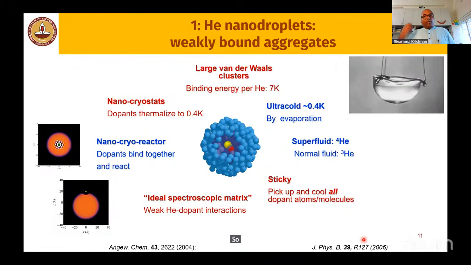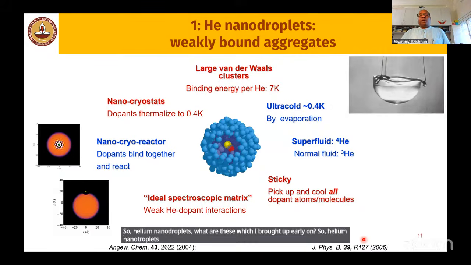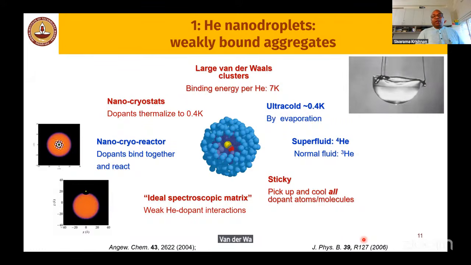So, helium nanodroplets, what are these which I brought up early on? So, helium nanodroplets are weakly van der Waals bound aggregates of helium atoms. So these essentially are a unique system in which helium atoms are put together in a sort of van der Waals bound aggregate. We will look at this a little deeper.